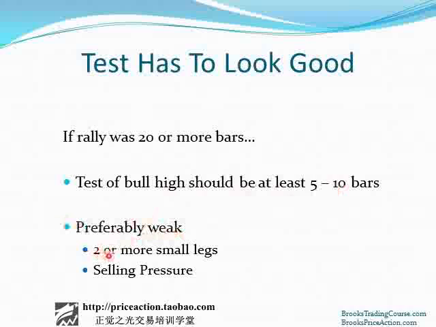You'd like it to be in two or more legs and not a strong bull spike. And you want to see some selling pressure. Small bull bodies, tails on the top, maybe an occasional bear bar, and maybe a pullback or two along the way.